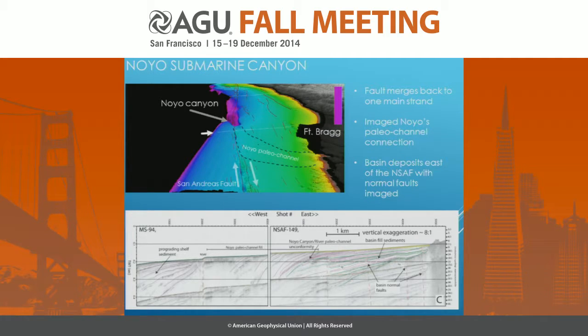But what we are seeing here is the emergence of these basin sediments to the eastern side, incised by the Noyo Canyon Valley. And within this larger sediment basin, there are normal faults that are not active, but were active in the recent history.